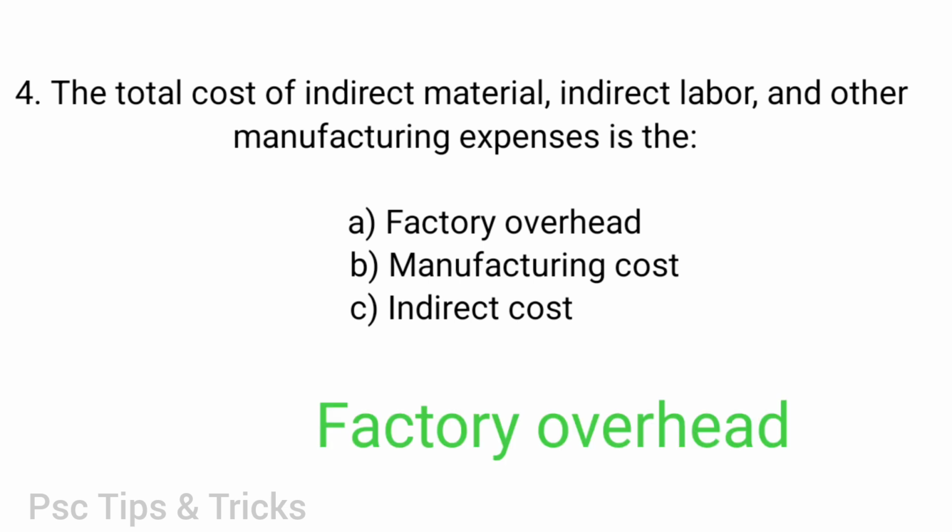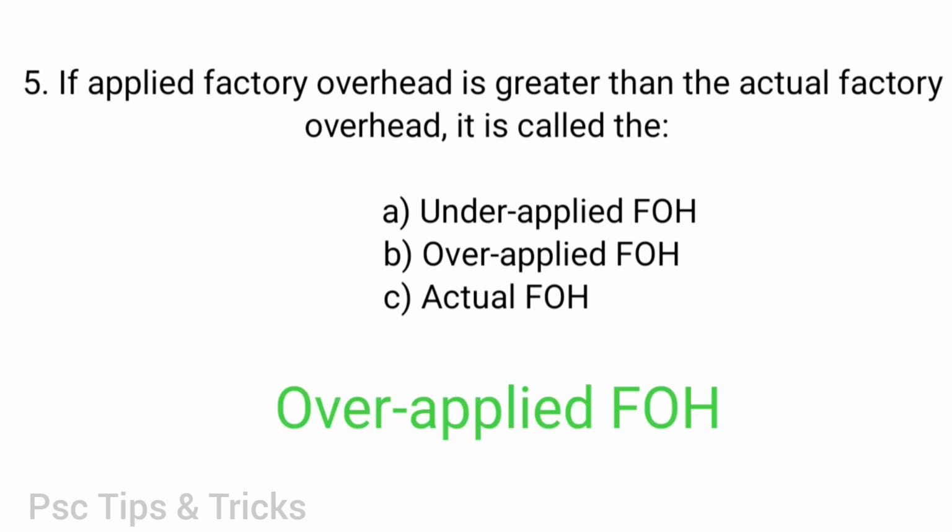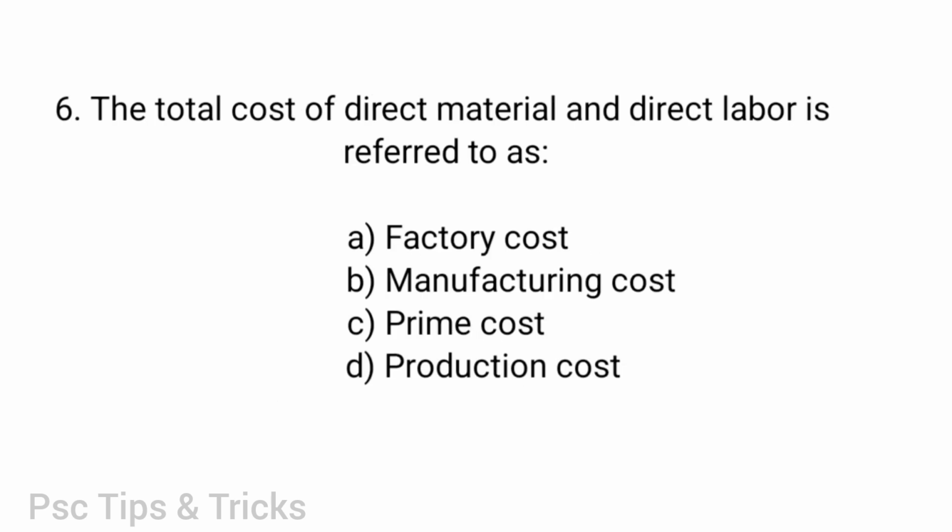Factory overhead. If applied factory overhead is greater than the actual factory overhead, it is called the under applied factory overhead, over applied factory overheads, actual factory overhead. Over applied factory overhead. The total cost of direct material and direct labor is referred to as factory cost, manufacturing cost, prime cost, production cost.